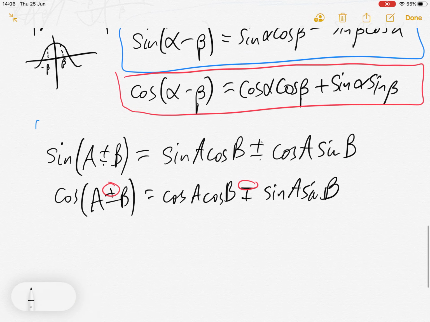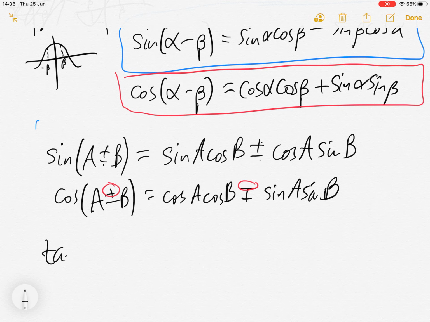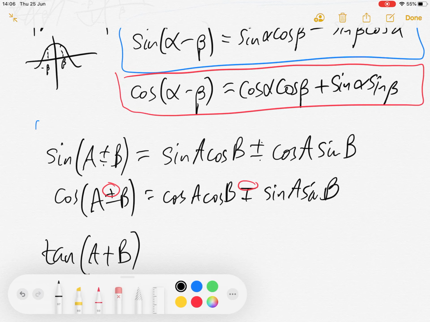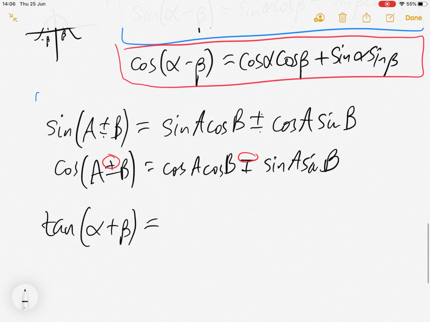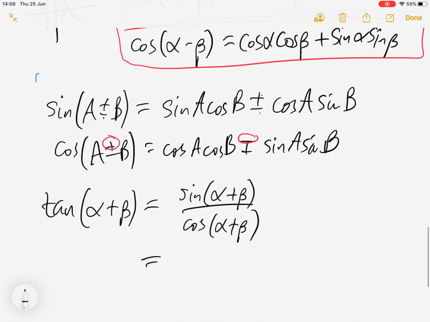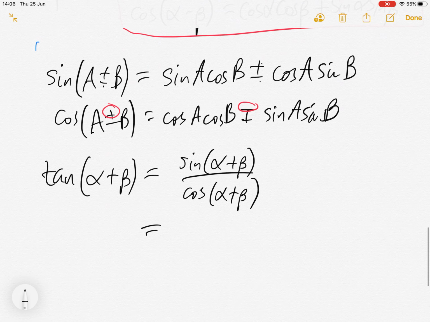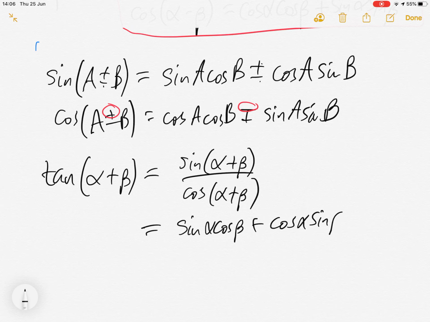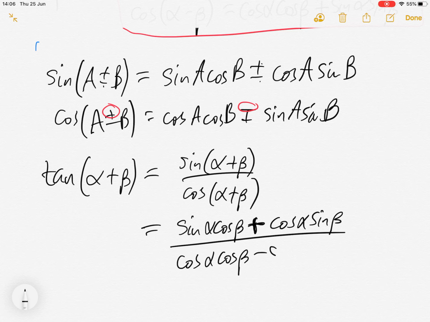Okay, so now how about tan? We've got sine, we've got cos. Is there a way we can work out tan? Let's go back to Greek letters because it's more interesting. So tan alpha plus beta. Well, we know tan is sine over cos. This is sine alpha plus beta over cos alpha plus beta. And then we've got formulas for these. We've got sine alpha plus beta is sine alpha cos beta plus cos alpha sine beta, and cos alpha plus beta is cos alpha cos beta minus sine alpha sine beta.